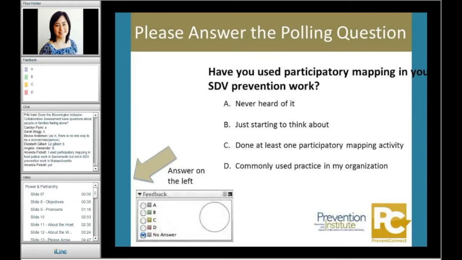So we're meeting our objective of introducing people to tools and resources for this work. Happy to hear that folks are learning about this for the first time, or many folks are. And it also sounds like folks may have used it for other issues, but not for sexual and domestic violence prevention. And there's a question, Sierra, around whether or not you have, in your assessment, assessed for other issues.